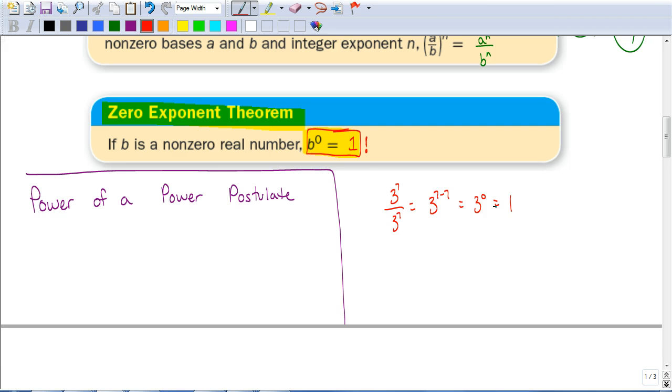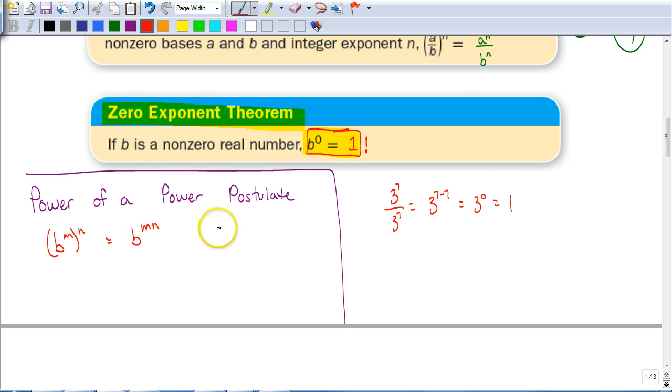Okay, let's look at this last one again. Make sure you write this one down. Power of a power postulate. What if we have a situation like this, where we have something that has an exponent, and that's also raised to an exponent? This will be the one time where we do multiply the exponents.